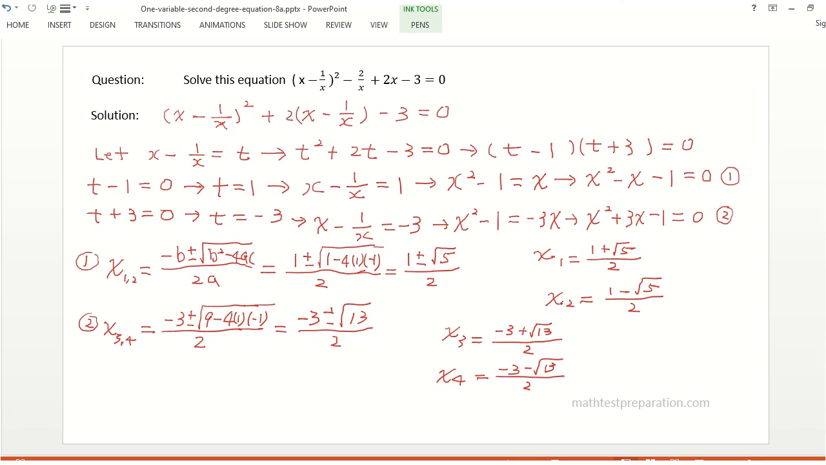We find x1 and x2 satisfy the original equation. So x1 and x2 are the solutions of the original equation. x3 and x4 do not satisfy the original equation. So x3 and x4 are extraneous roots. So we drop x3, drop x4. Thank you for watching.